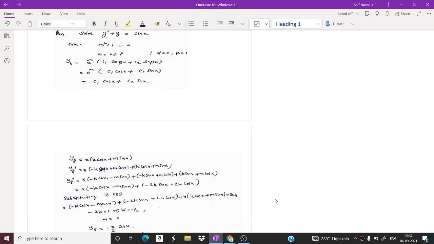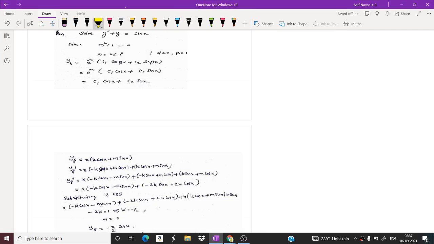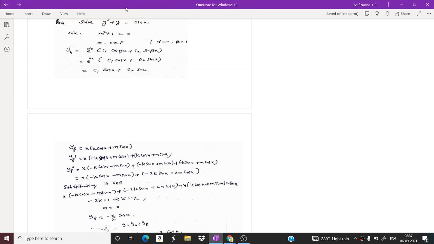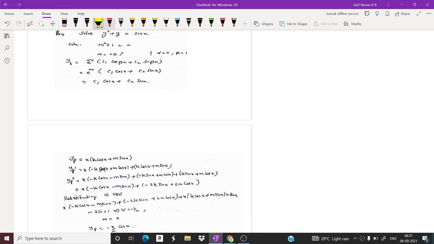So let us recall what we did in the last class. Non-homogeneous ODE. Let me define what a non-homogeneous ODE of second order is: y double dash plus a y dash plus b y equal to R of x, with constant coefficients. If R of x is not identically equal to 0, then we say that this is a non-homogeneous ODE.